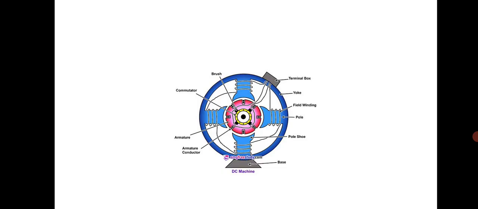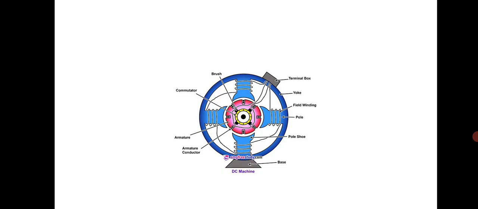It also provides mechanical support for the poles. Actually, this yoke is an iron body. Why is it an iron body? Because it has a lower reluctance path. This yoke is very essential to complete the magnetic circuit. What are the materials used in this yoke? It may be cast iron, silicon steel, rolled steel and cast steel.